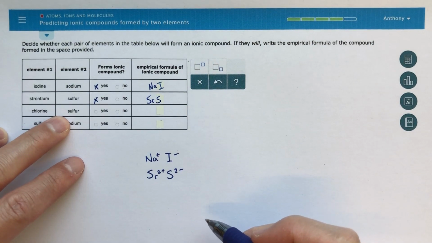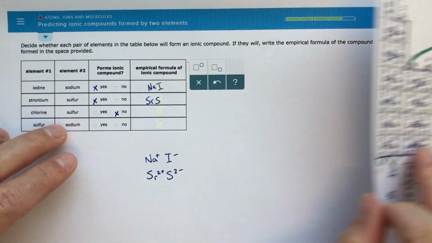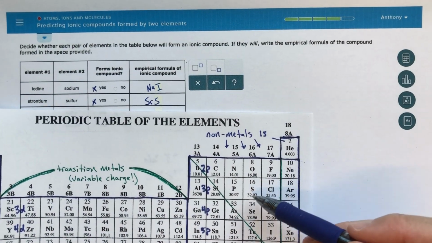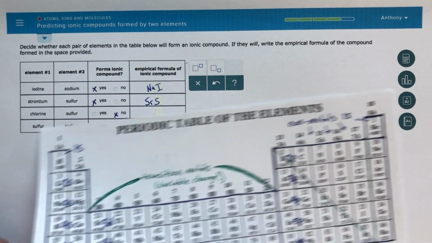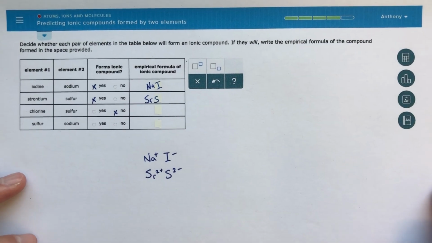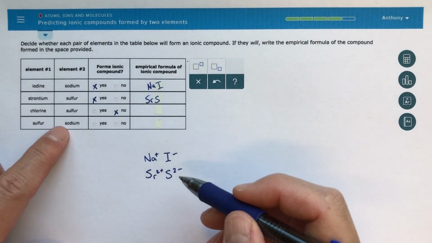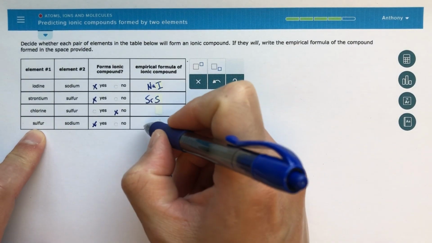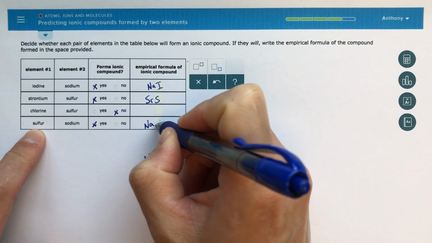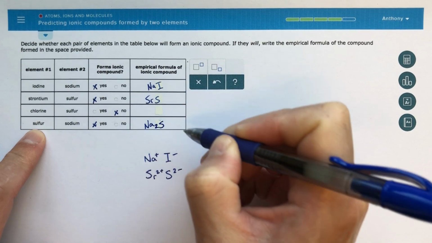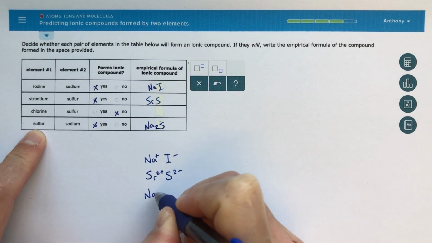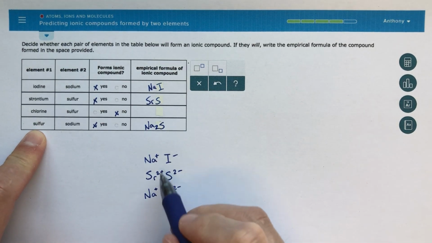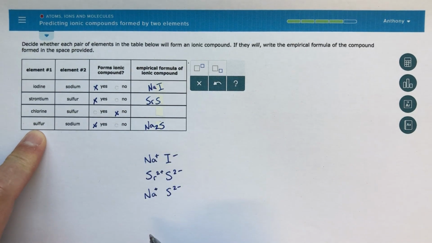Chlorine and sulfur. This is going to be non-metal and non-metal. So chlorine is here, sulfur is right next to it, both in the non-metal category. So that's going to be no, we're not going to be able to form an ionic compound. The last one, sodium and sulfur, again metal and non-metal, so that would be yes. Sodium is going to form a charge of +1. And then sulfur is going to form a charge of -2. So then I'm going to need Na2S as my empirical formula.